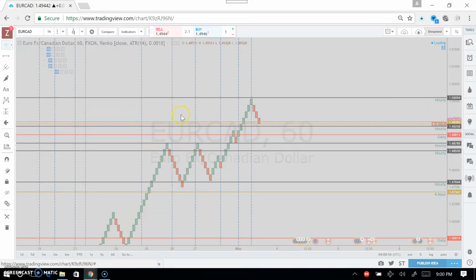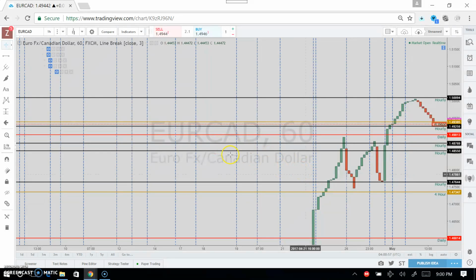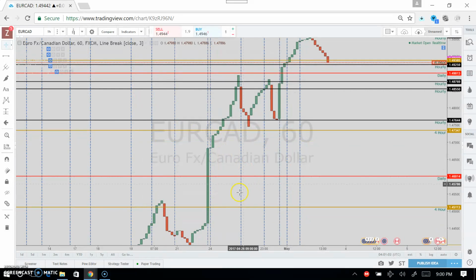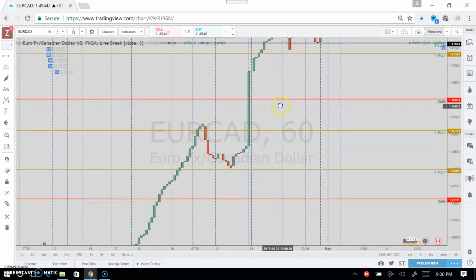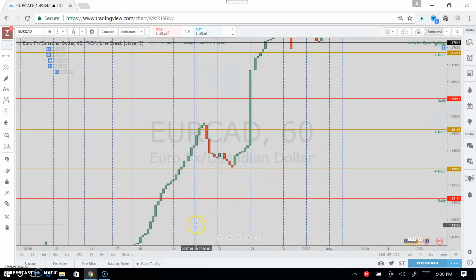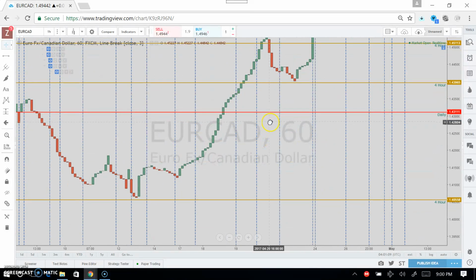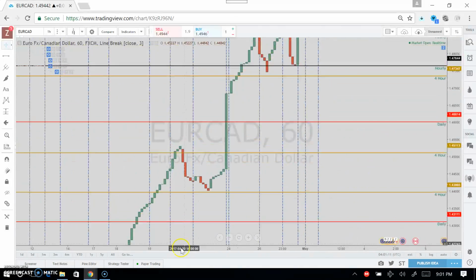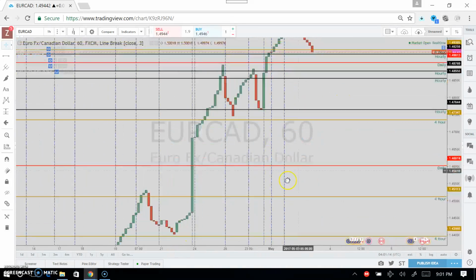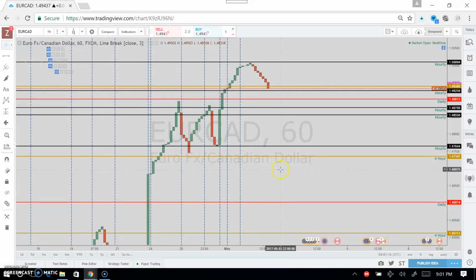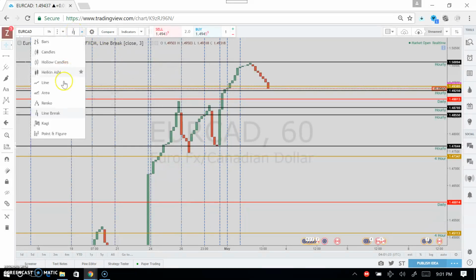Now, the line breaks. A lot of people don't really use this. It looks complicated. It's good for the trend also, but as in reading it, it's not as easy to read and understand. Unless you've been learning it for a minute, then yeah, you can understand it.